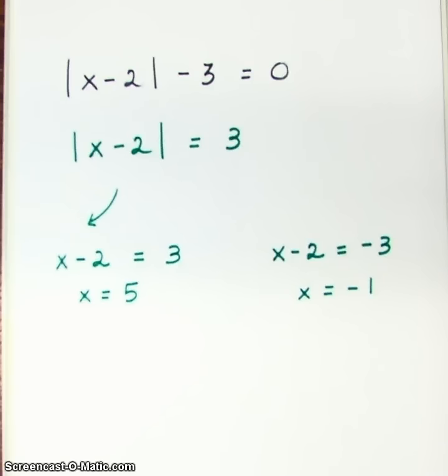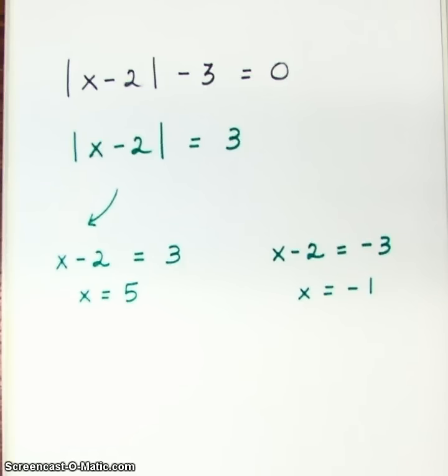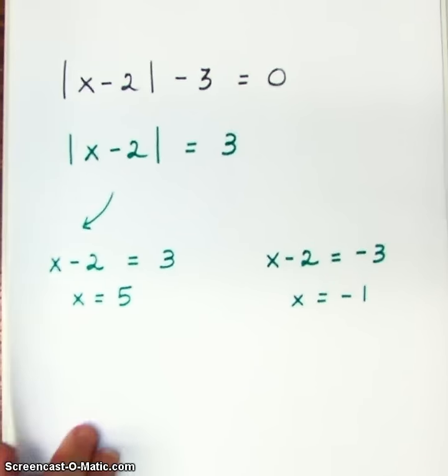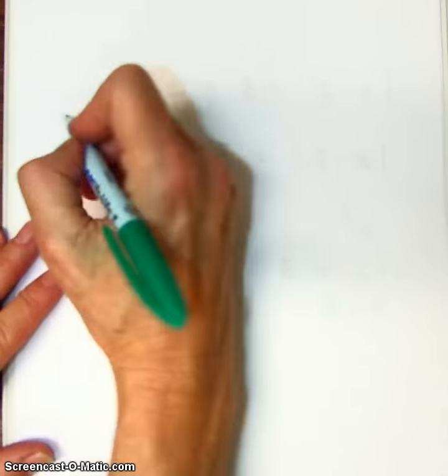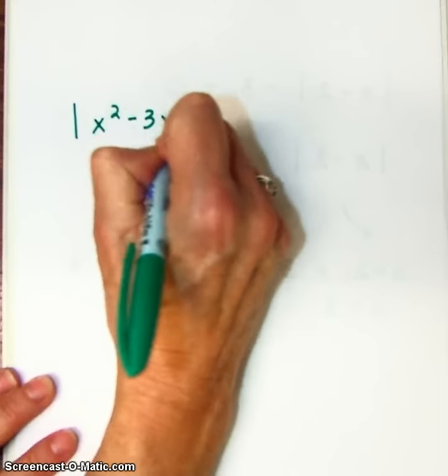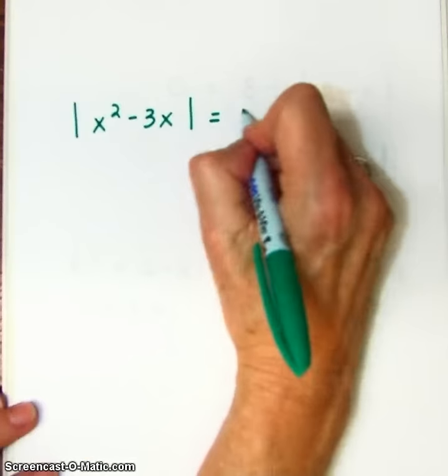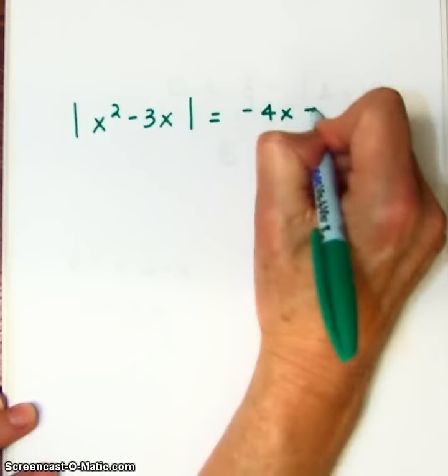Now they can get more complicated than that. I'm going to get you one here. Hang on just a second. Suppose we have something like that. Let's do one more of these. The absolute value of x squared minus 3x equals negative 4x plus 6.